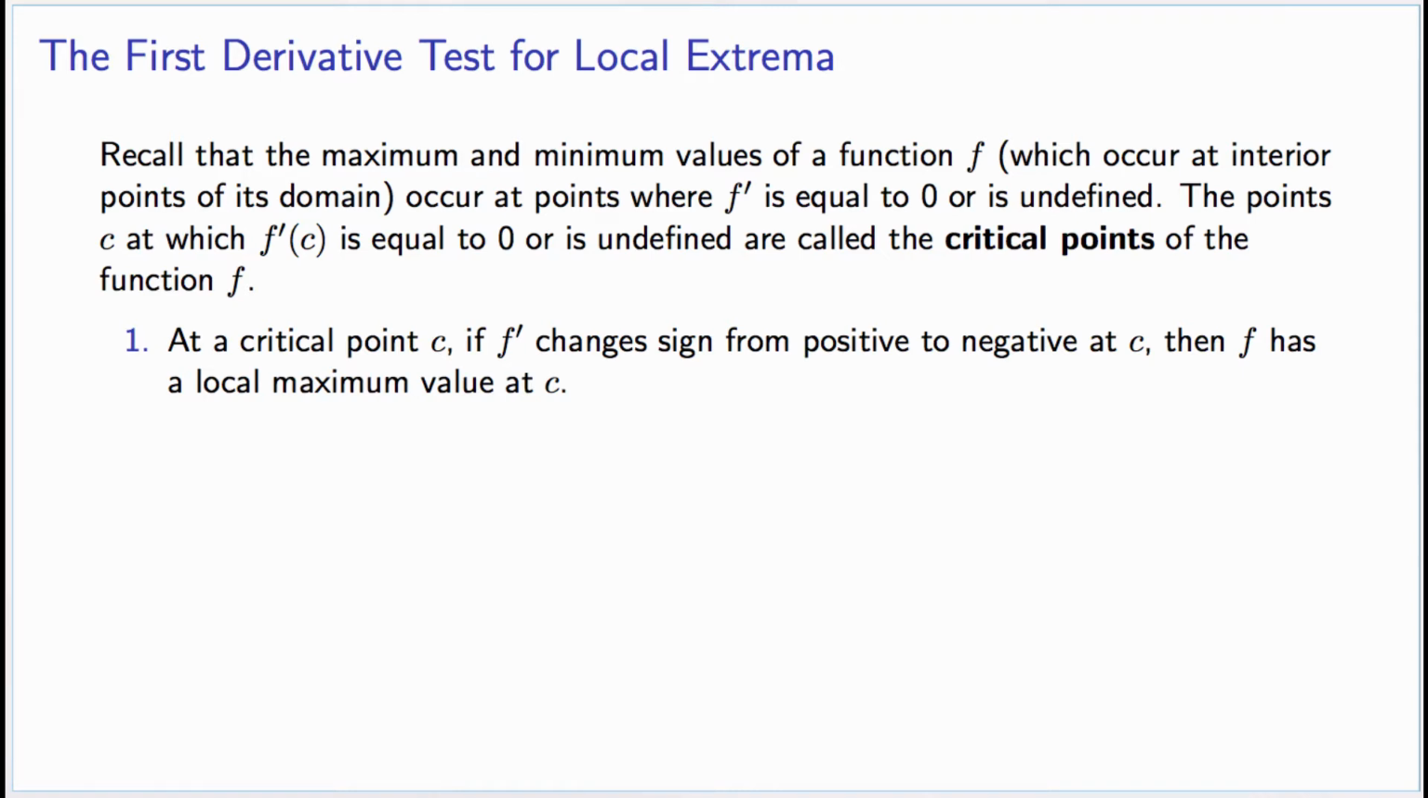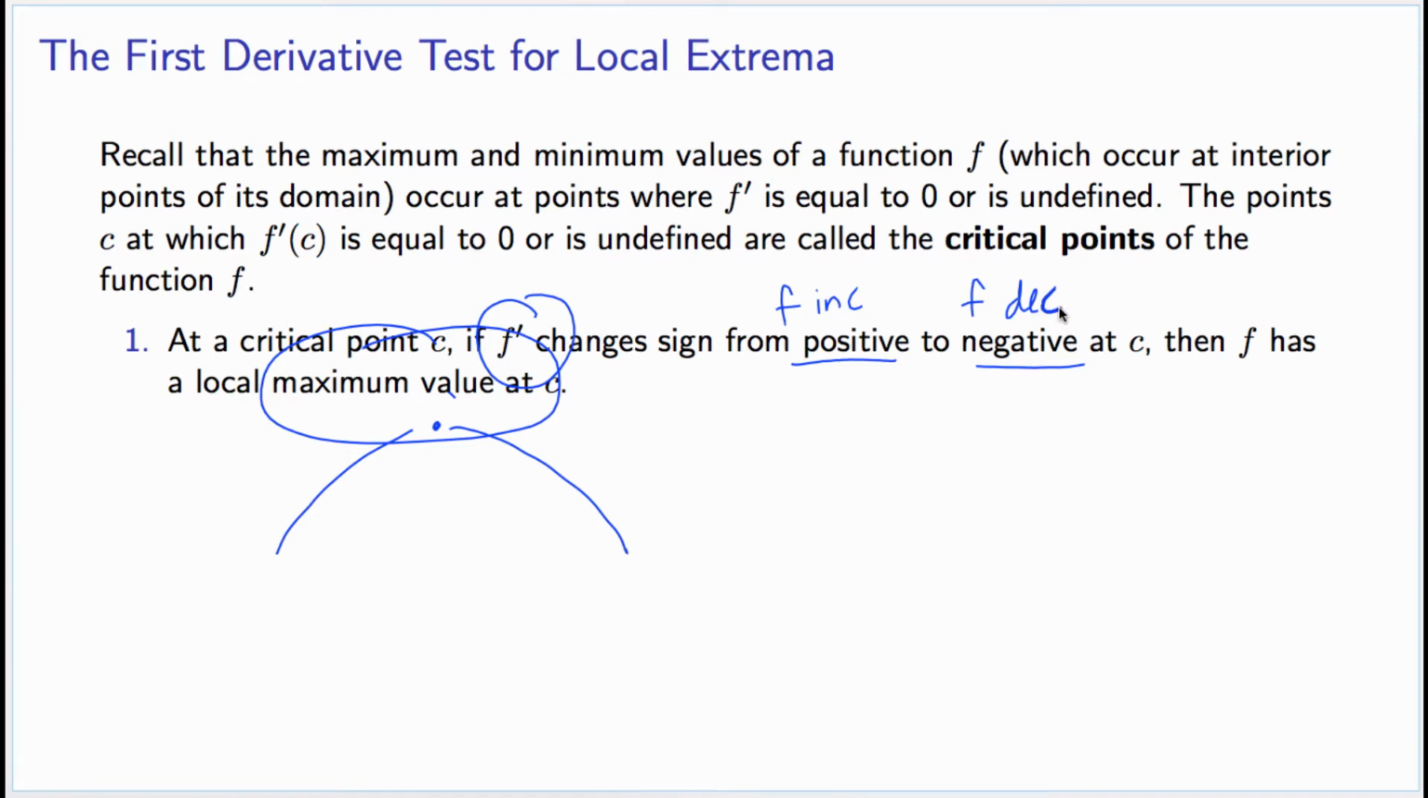What we'd like to be able to do now is use the sign of the derivative to classify these critical points. So our first step in this test is that if our derivative f prime changes from positive to negative at a particular point, so if our function goes from increasing to decreasing at a particular point, then we have a local maximum value at that point. The key idea here is that if our derivative is positive, then our function is increasing, and if our derivative is negative, then our function is decreasing. So if our function goes from increasing to decreasing, then we have a local maximum value at a given point.